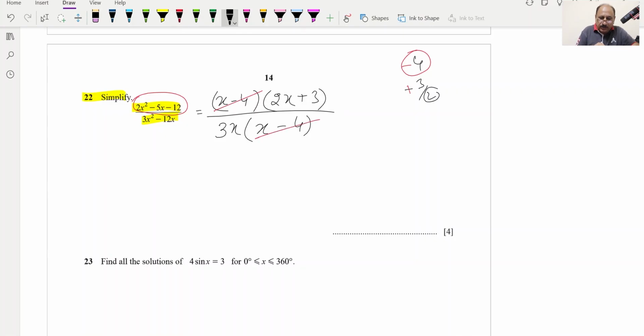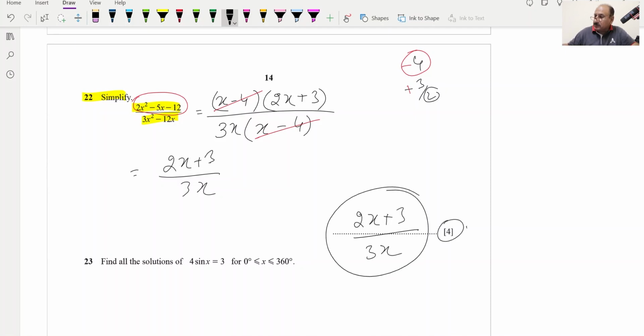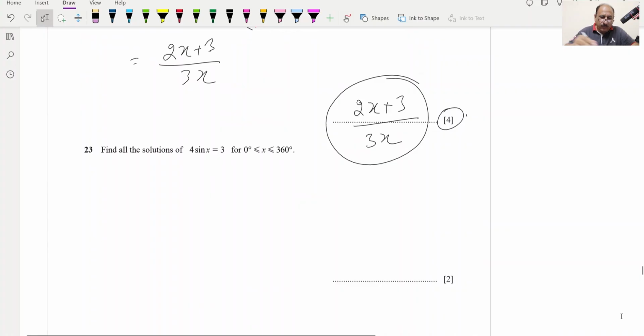And the remaining part we can write over here, 2x plus 3 over 3x. Further simplification is not possible, so this will be our final answer. Hopefully you understood this. This is a very easy 4-mark question.